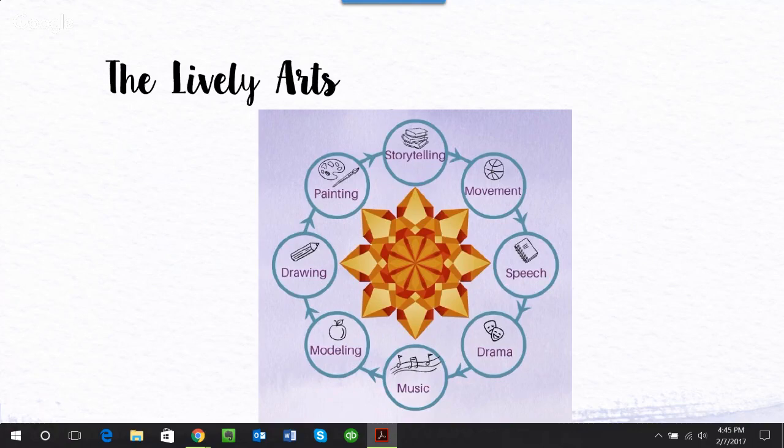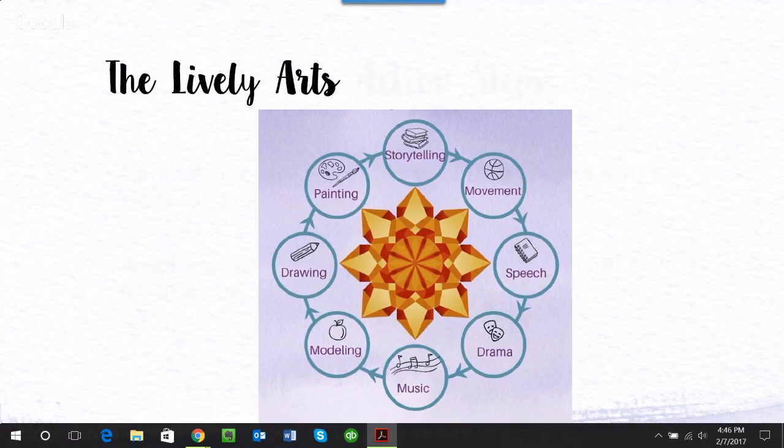And the really fun thing for me is that my logo is this amazing star that I created. This is from a paper window star that I folded and put up in my window, which I love. And each point has one of these lively arts: storytelling, movement, speech, drama, music, modeling, drawing, and painting. So those are the lively arts of Waldorf education.